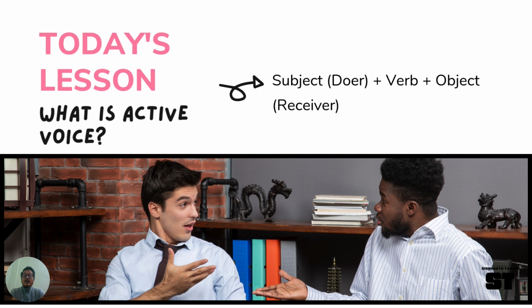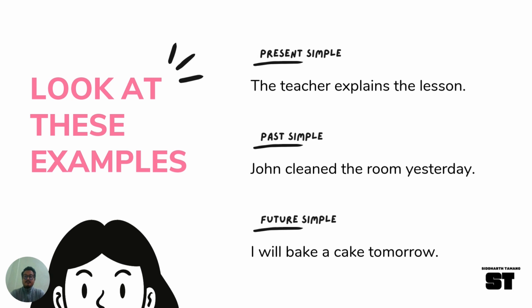You might think, why use active voice? We do because it is clear, direct, and makes communication easier to understand. Let us look at these examples in different tenses. Present simple. The teacher explains the lesson. Action is performed by the teacher, and the lesson, that is a noun, is the receiver of the action.